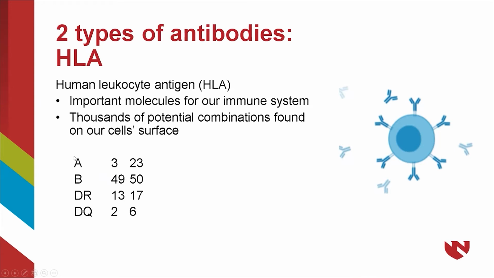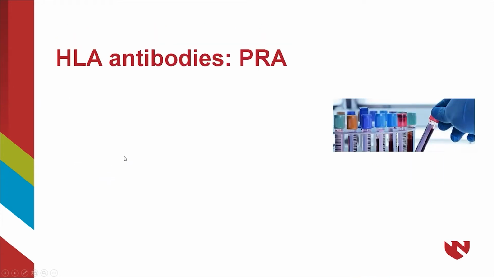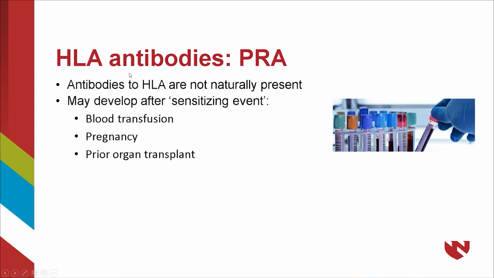There are actually more letters that are less important for transplantation, and we tend to set aside in the workup process. Now, unlike the ABO system, humans do not automatically have antibodies against HLA. However, through sensitizing events in life, we may develop them. The 3 categories of sensitizing events include prior blood transfusion, pregnancy, or prior organ transplant.